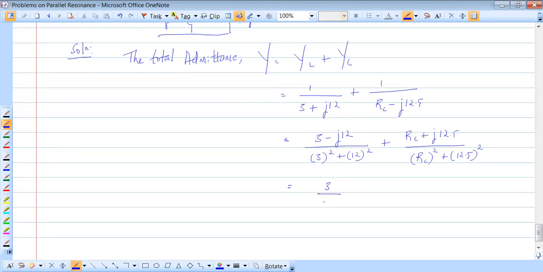3 divided by 9 plus 144, so that's 153, plus RC divided by RC square, what is 12.5 square? It's 156.25. I hope everybody has arranged for the calculator. If you don't have, it's better you buy, because throughout the semester you have to have a calculator, and it's very important for electronics people, because most of the subjects you'll be solving problems.